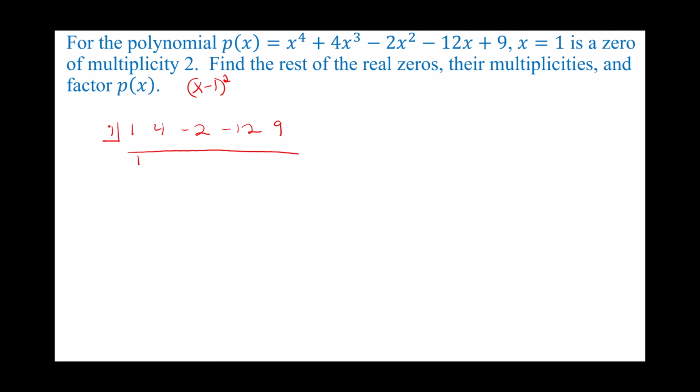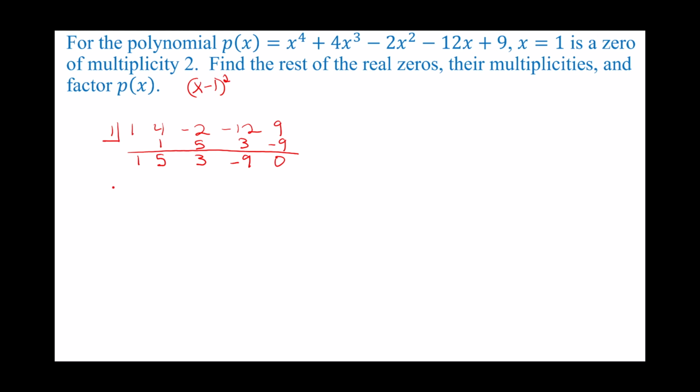Bring down the 1. 1 times 1 is 1. Add, we get 5. 1 times 5 is 5. Add, we get 3. 1 times 3 is 3, add we get negative 9, and 1 times negative 9 is negative 9, add we get 0. So I knew I would get 0 as the remainder because I knew x minus 1 was a factor. But x minus 1 is a factor of multiplicity 2.